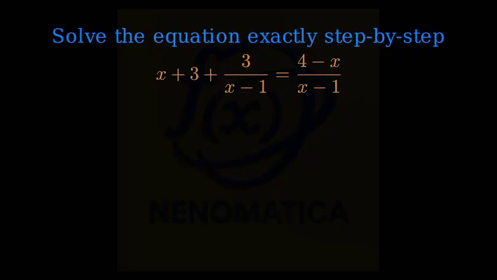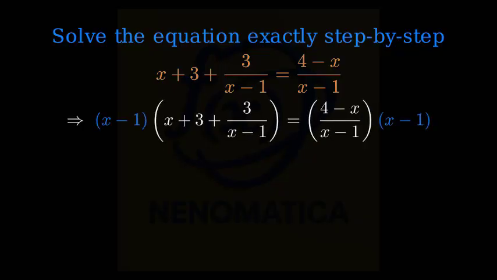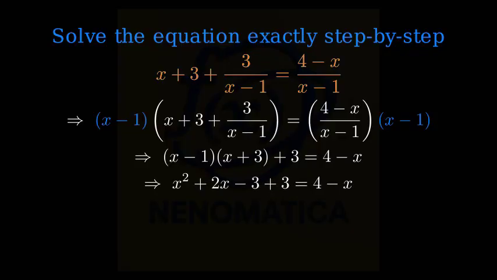Step 1. Multiply both sides by the common denominator, which is (x minus 1). After canceling the denominators, we get this simplified line. Now expand the product (x minus 1) times (x plus 3), then bring down the rest. Combine like terms and move everything to the left side to make it 0. Now apply the standard factoring pattern.